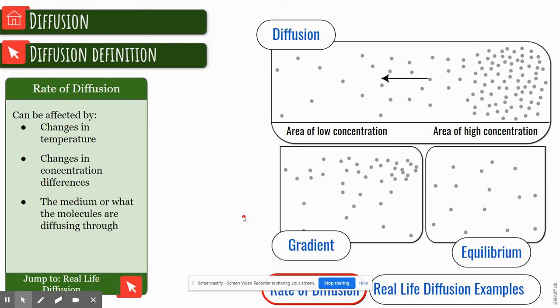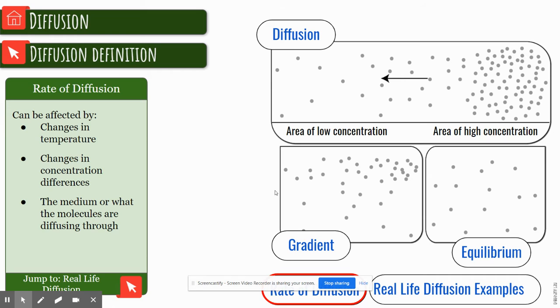With any kind of diffusion, we always have these three things that will affect the rate. Changes in temperature, because the molecules will move more quickly when the temperature is raised. In fact, that's what temperature is. It's the average kinetic energy, the average amount of movement of those molecules.